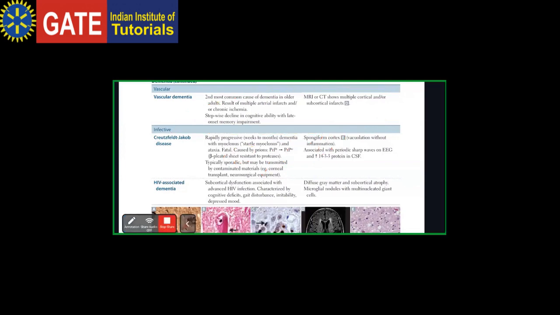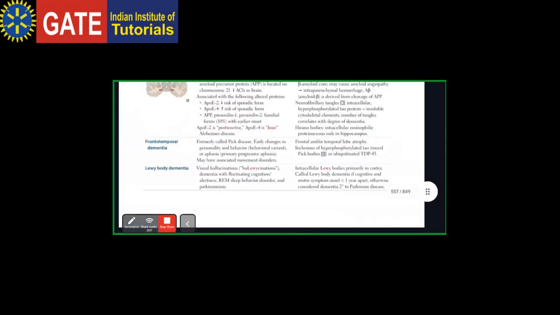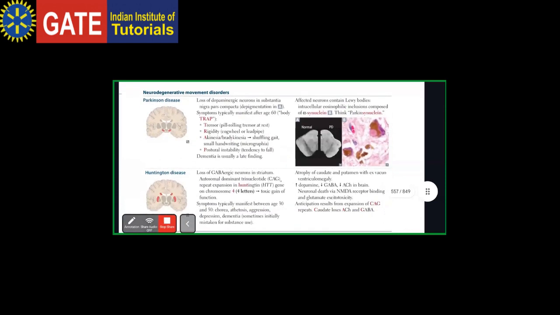Okay, now we are done with these four. So now let's differentiate Parkinson's itself from the other Parkinson's. Before going to Parkinson's drugs, how do we differentiate atypical or Parkinson's plus syndrome from Parkinson's?